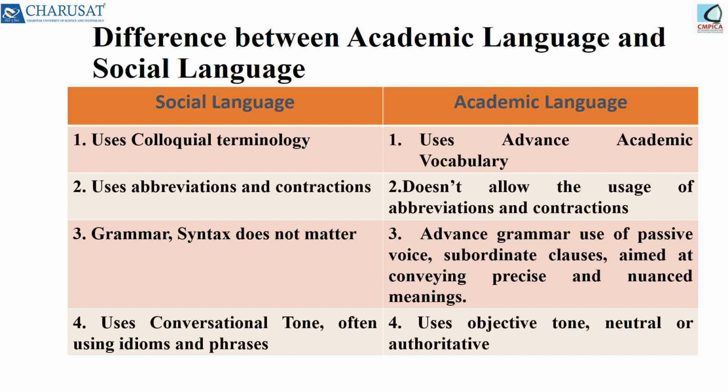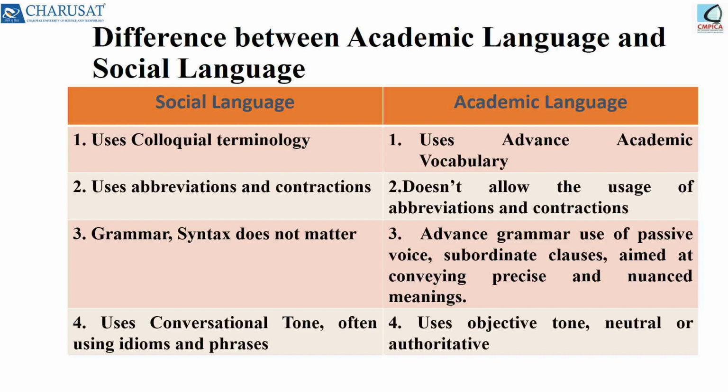Grammar and syntax, of course, as we have seen, are the constituent features of academic language. There has to be grammar, definitely, but it doesn't matter if you make small mistakes here and there in social language. But when it comes to academic language, you have to be very specific. Use of passive voice, use of subordinate clauses, conveying things with precision. It has to be to the point and bring out the nuanced meaning. So whatever is to be delivered, not what you think, right? So there has to be a difference between the two.